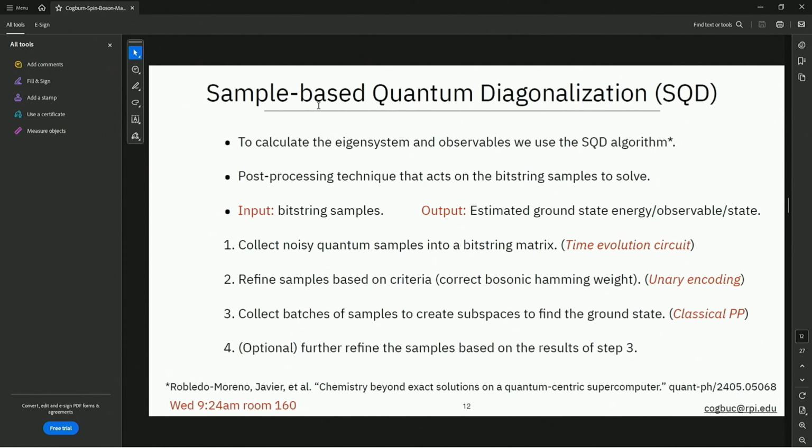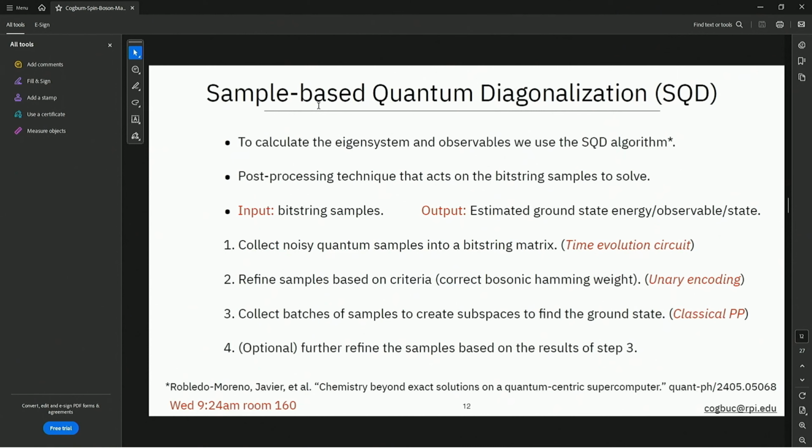So the main strength of this algorithm is that it's a post-processing technique that acts on the noisy quantum bit string samples to solve the eigensystem. Getting back to a point that Bill alluded to in his previous talk, we want to use some algorithm where noise is an advantage. So that's one thing about this algorithm that's unique. To be very clear, the input are bit string samples and the output is an estimated ground state energy, eigenstate, or ground state observable.